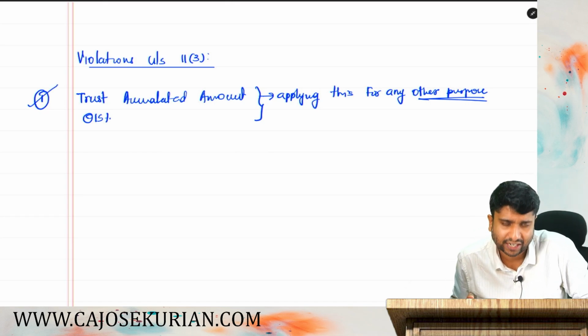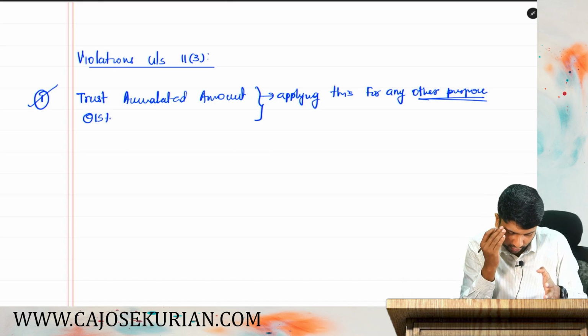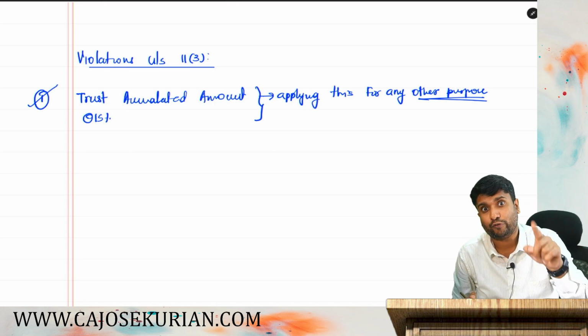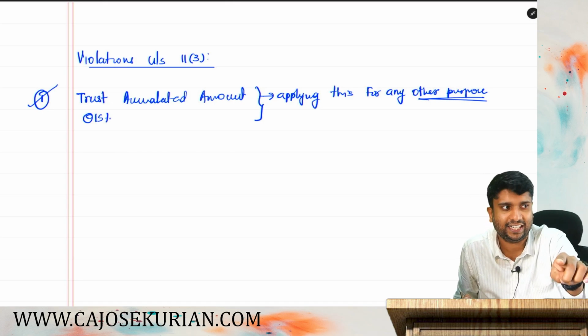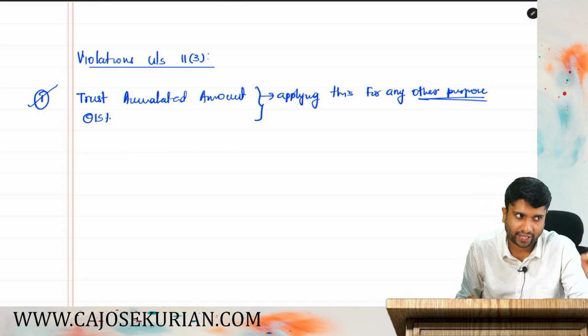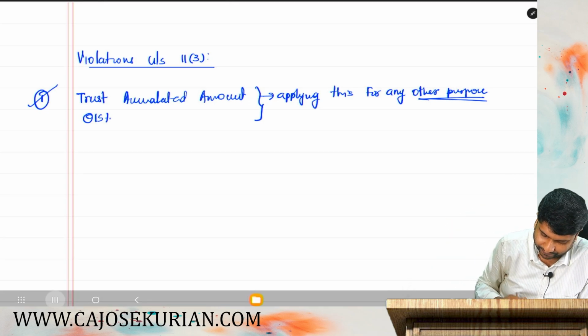So what is violation under 11 subsection 3? You are accumulating an amount. Why are we letting you accumulate an amount this year? Because that is only for you, for your future needs. So you have to utilize that amount for your future needs only. If you are applying it for some other purpose, it will be considered as a violation. Consequences are coming.